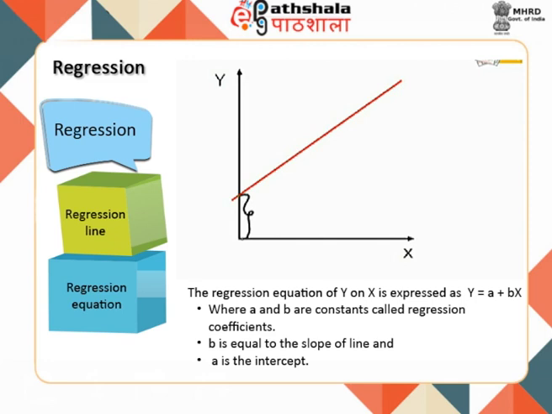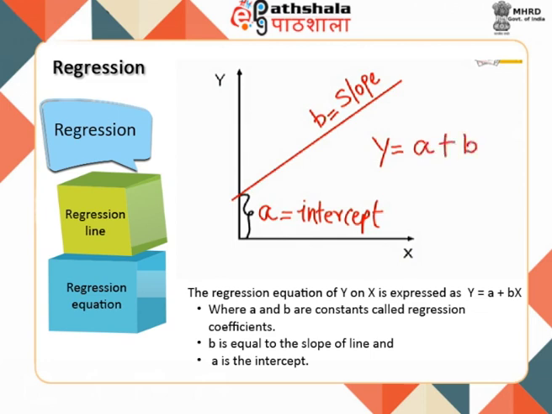Regression equation. The equation which describes this line of regression mathematically is known as the regression equation. The regression equation of y on x is expressed as y is equal to a plus bx, where a and b are constants called regression coefficients. b is equal to the slope of the line and a is the intercept.